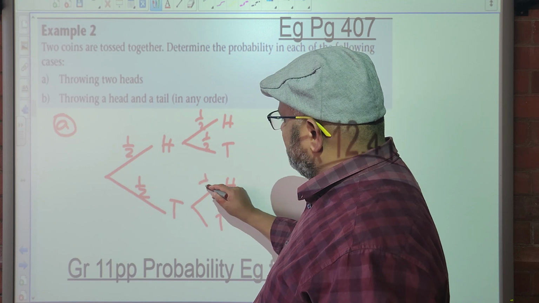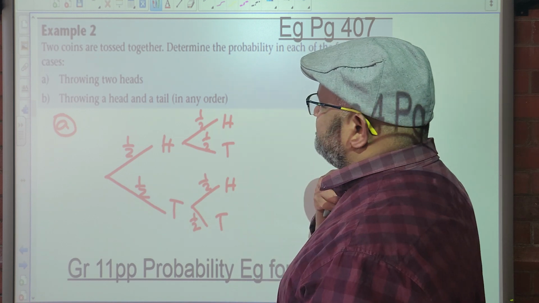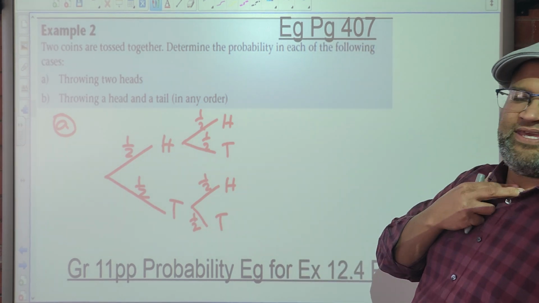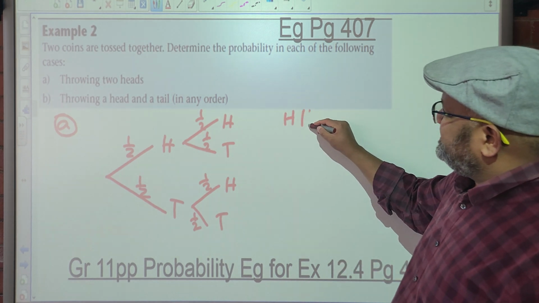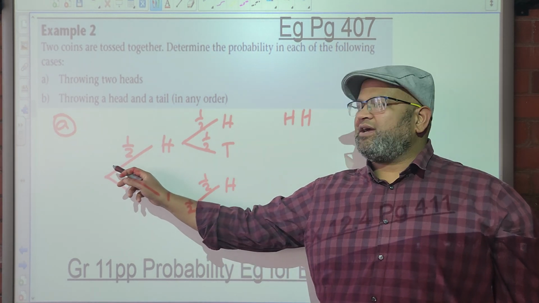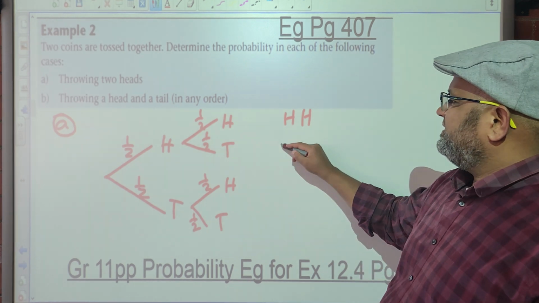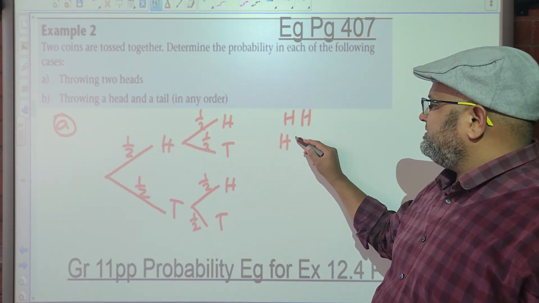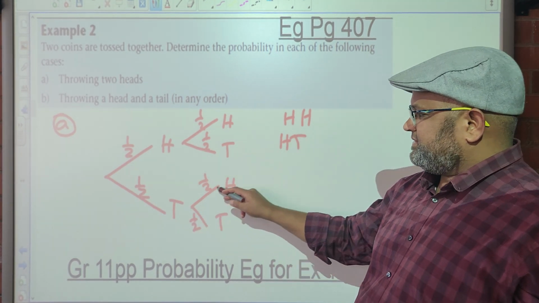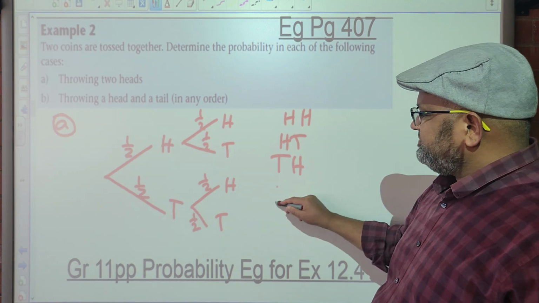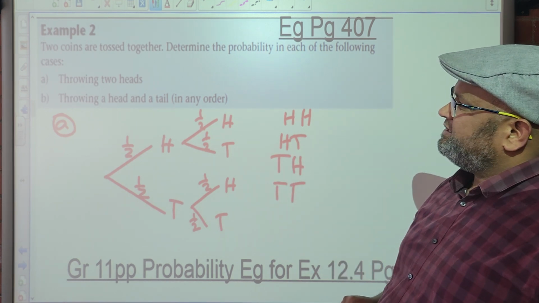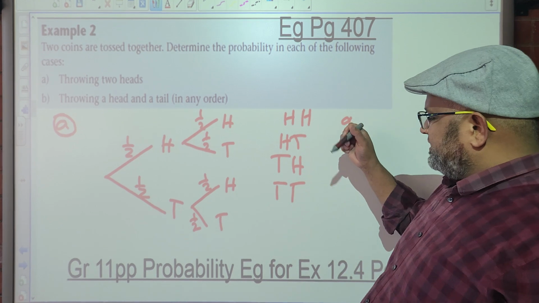Heads or tails, which is half and half. What are the outcomes? What could it be? Heads, heads. We do it systematically, okay? So heads, heads. Heads, tails. Tails, heads. Tails, tails. So let's answer this part of it.